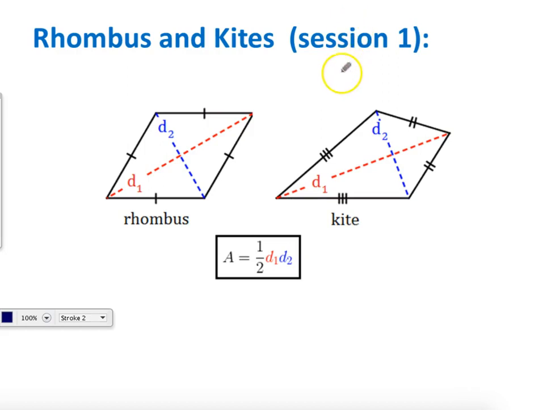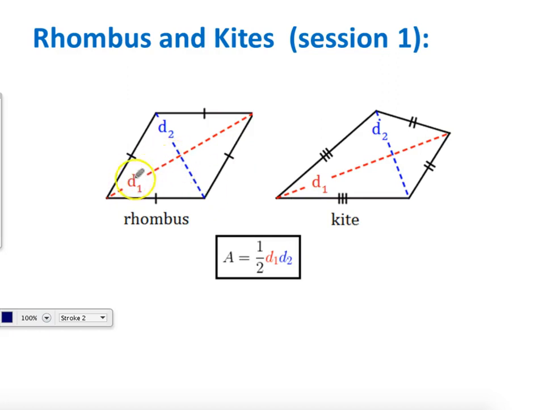We are then going to skip to rhombuses and kites. These shapes should look familiar to you. We studied different types of quadrilaterals earlier in the school year, but let's do a quick review. In a rhombus, all sides are congruent. That's what the tick tells us. Every side has one tick, so we know all the sides are congruent.